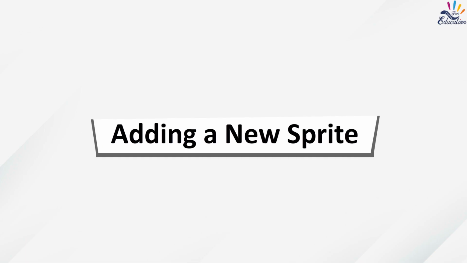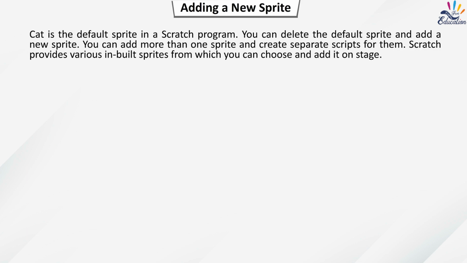Adding a new sprite. Cat is the default sprite in a Scratch program. You can delete the default sprite and add a new sprite. You can add more than one sprite and create separate scripts for them. Scratch provides various inbuilt sprites from which you can choose and add it on stage.